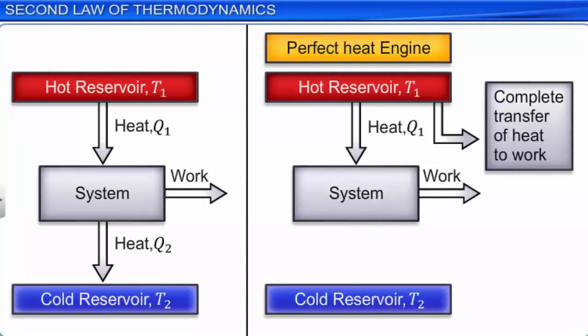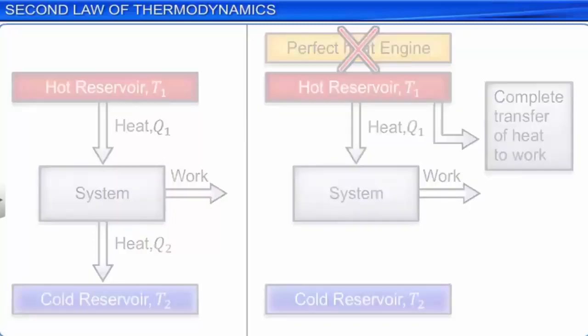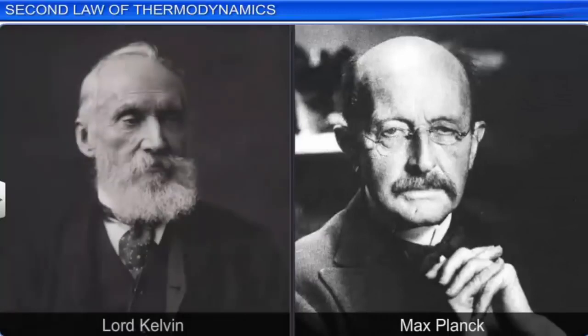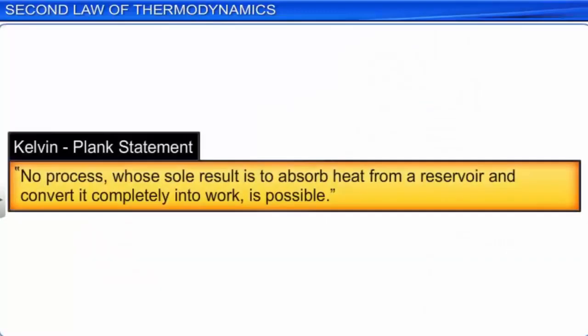One form of the second law of thermodynamics, which denies the possibility of a perfect heat engine, has been given by Kelvin and Planck. It states that no process whose sole result is to absorb heat from a reservoir and convert it completely into work is possible.